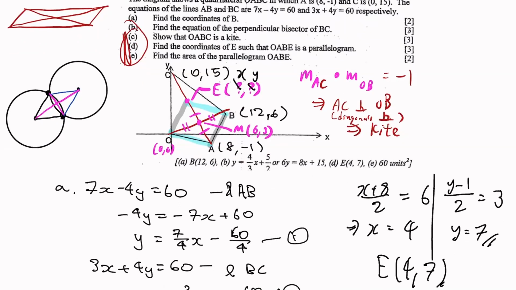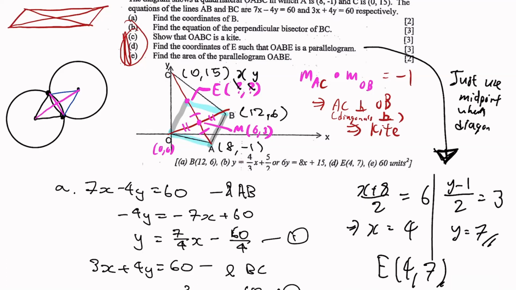Just use the midpoint. Okay, this is an important point. Sorry, I didn't emphasize this enough. Just use midpoint when diagonals bisect. So what kind of figures will have diagonals bisecting each other? Kite, rhombus. That's essentially it. Kite and rhombus.